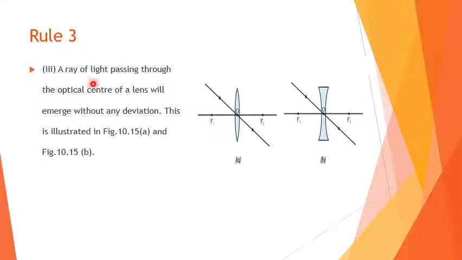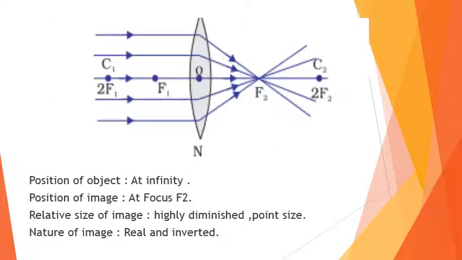Third, a ray of light passing through the optical center of a lens will emerge without any deviation. This is illustrated in both the figures. See, anything which is passing through O, the optical center, will go straight without any deviation. So this is the third rule. Alright, now let's start with ray diagrams. This is the first ray diagram. Now one by one we will study.